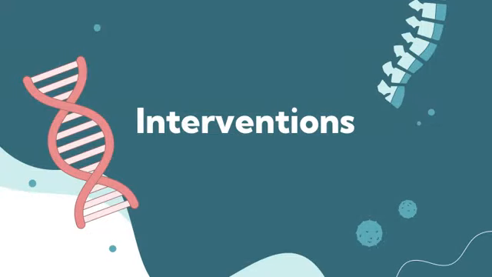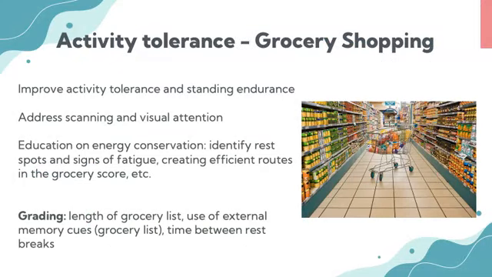Now we will talk about interventions. One important intervention would be an intervention to address activity tolerance. For the sake of this presentation, we chose to talk about grocery shopping. This is a good way to practice standing endurance and enduring the activity of grocery shopping, as grocery shopping often involves walking great lengths around grocery stores. It can also be used to address scanning techniques and look at visual attention, as the user may need to scan to find lower price options and look at a lot of distracting stimuli.